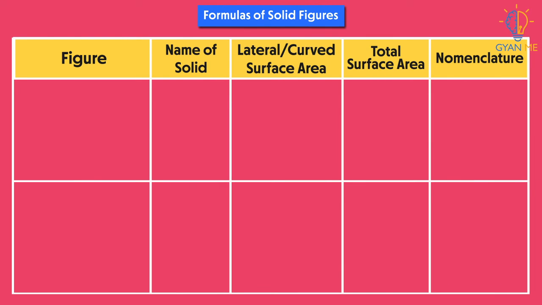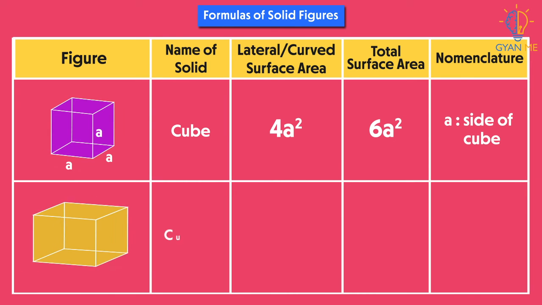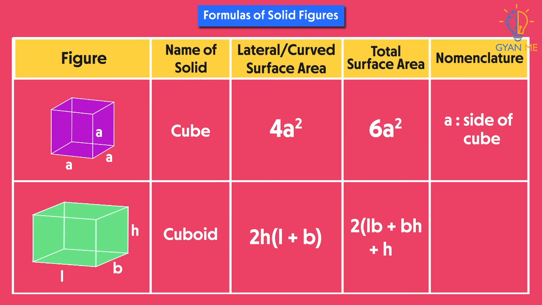Now let us see some solid figures and their surface areas. Let's start with cube. Lateral or curved surface area of a cube is 4a square, and total surface area is equal to 6a square, where a is side of cube. Cuboid. Lateral or curved surface area of cuboid is equal to 2 into h into length plus breadth, and total surface area is equal to 2 into length into breadth plus breadth into height plus height into length, where L is length, B is breadth and H is height.